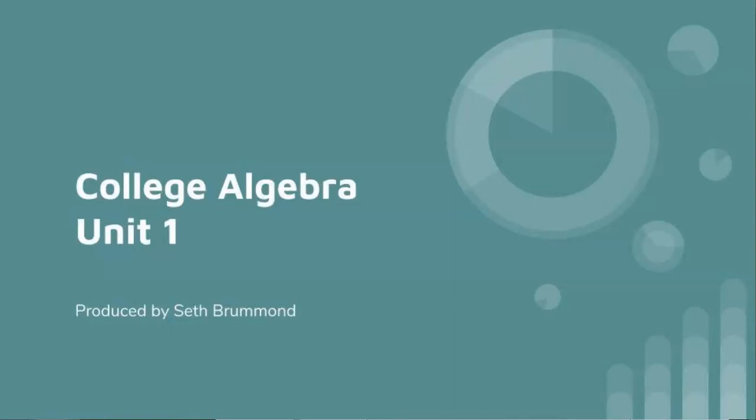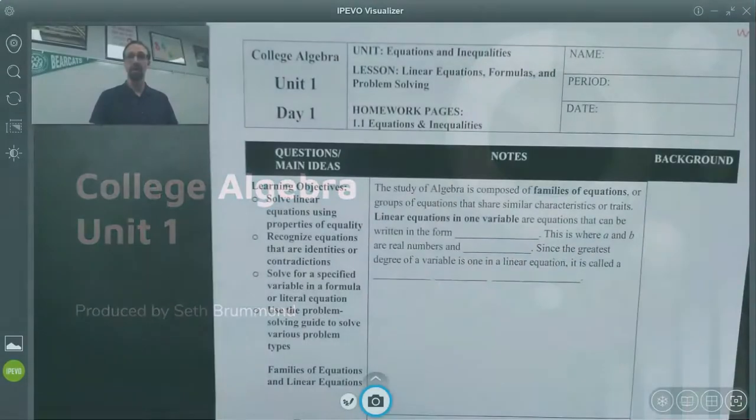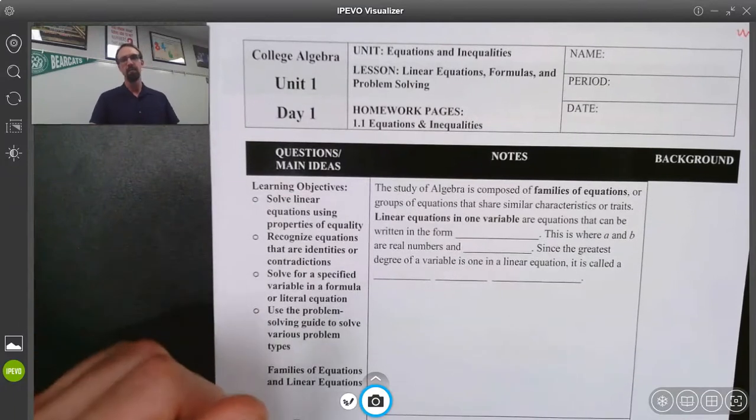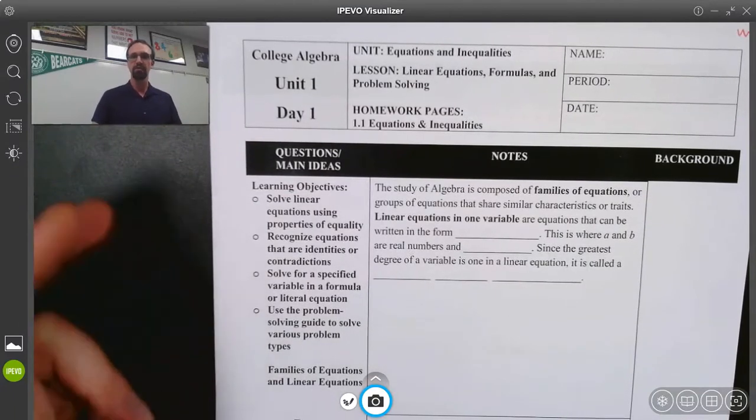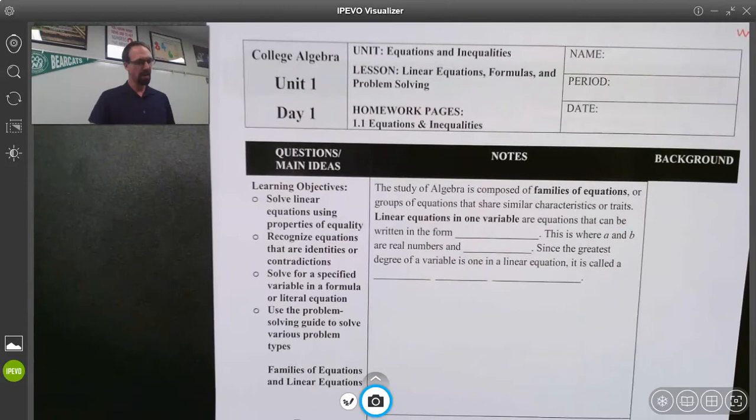Hi friends, welcome to Unit 1. Unit 1 is about equations and inequalities. Day 1 focuses specifically on linear equations, formulas, and problem solving.